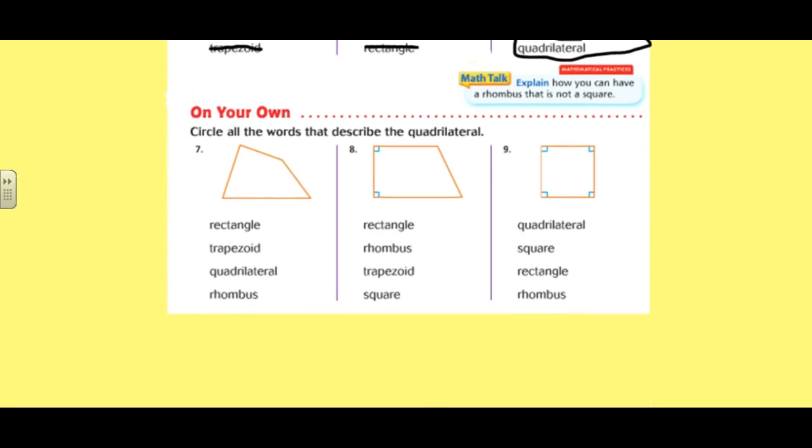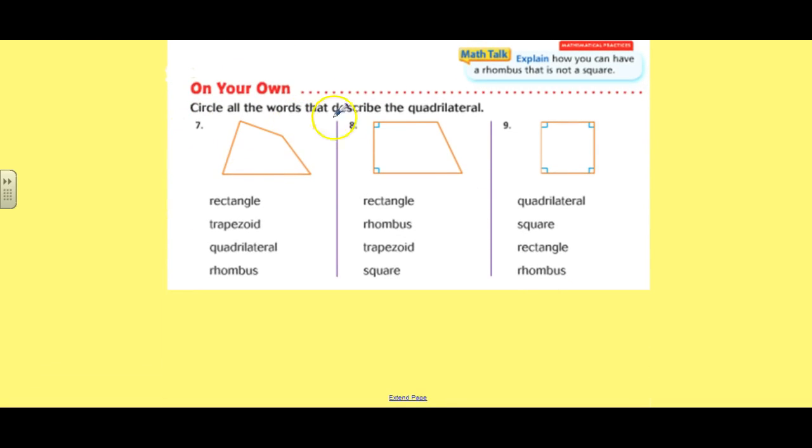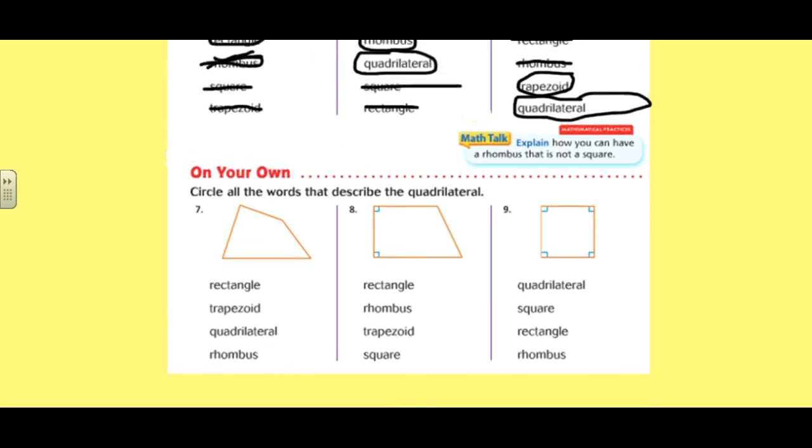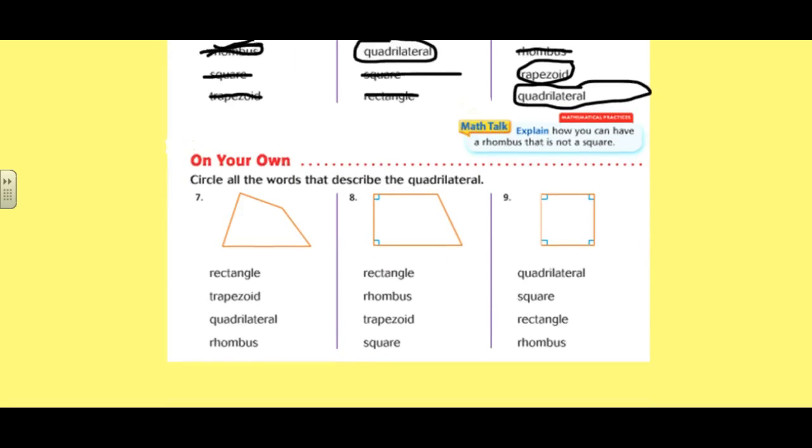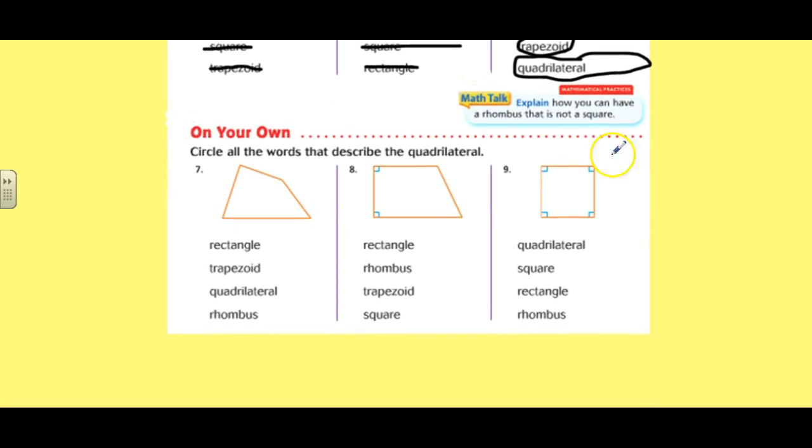Okay, so we're going to move on down, and we're going to do the exact same thing. Circle all the words that describe the quadrilateral. And this one, don't mistake this for a trapezoid because you have to remember that it has to have 1 pair of opposite sides that are parallel. But if I were to draw a line on this side, and if I were to draw a line on this side, these 2 lines would meet. And then if I were to go over here on the other side and draw a line, and then this side and draw a line, if they were to keep going, they would eventually meet.